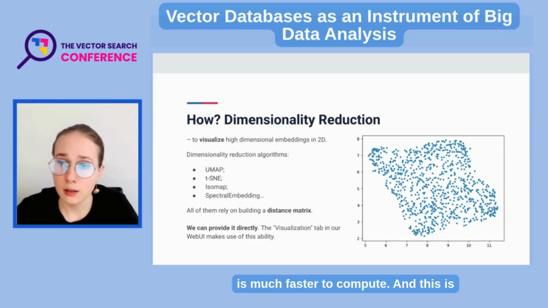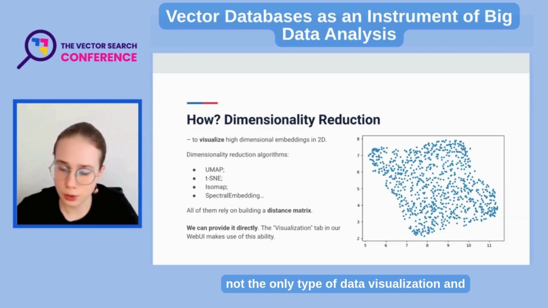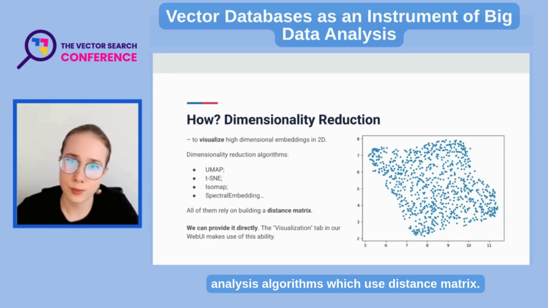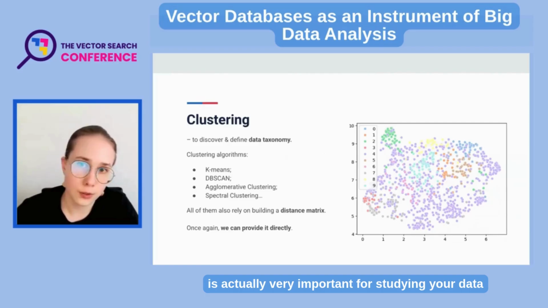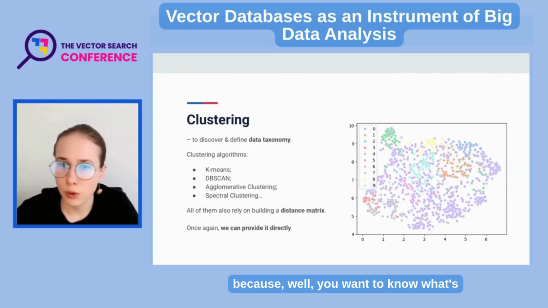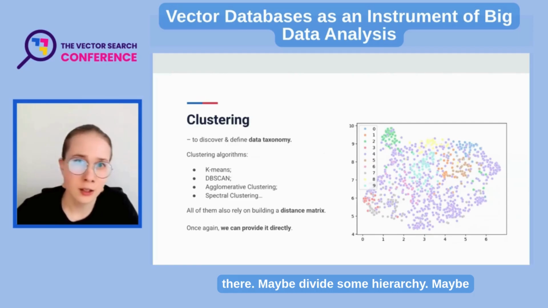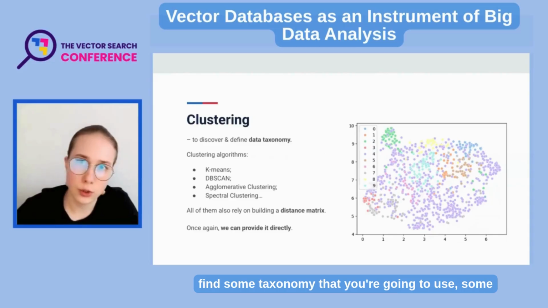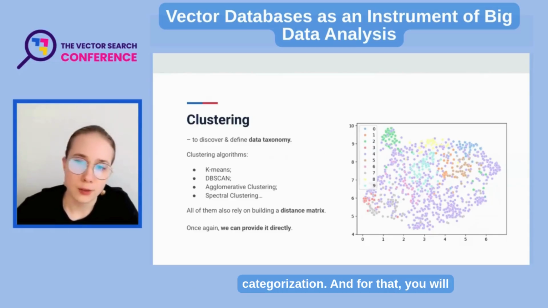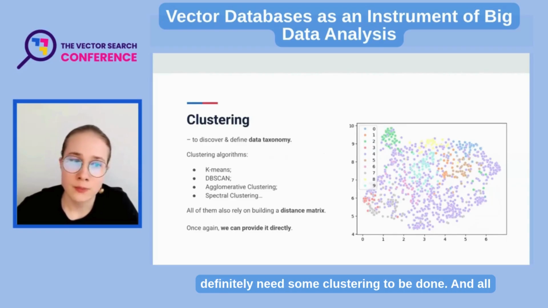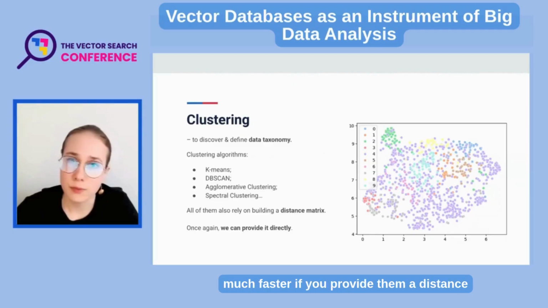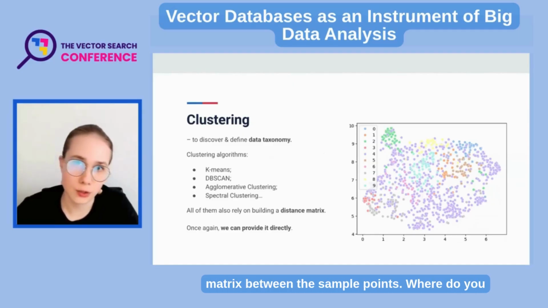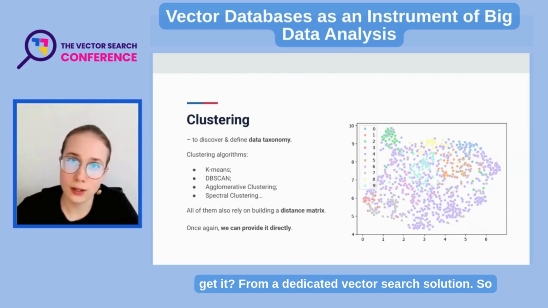to compute. And this is not the only type of data visualization and analysis algorithms which use a distance matrix. Another one is clustering. Clustering is actually very important for studying your data because, well, you want to know what's there, maybe devise some hierarchy, maybe find some taxonomy that you're going to use, some categorization. And for that, you will definitely need some clustering to be done. And all of those famous clustering algorithms, for example, in the simplest k-means, can be used much faster if you provide them a distance matrix between the sampled points. Where do you get it? From a dedicated vector search solution.